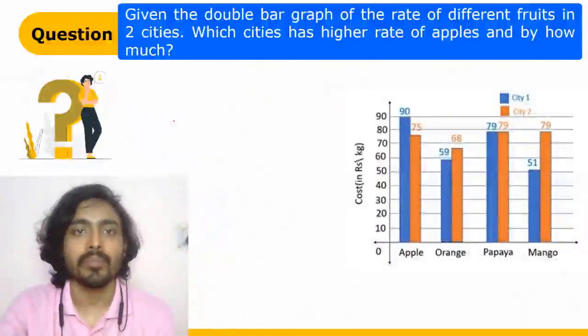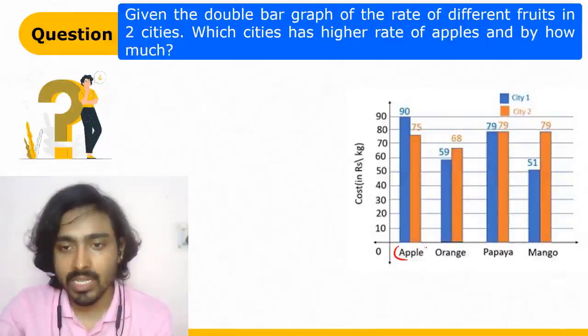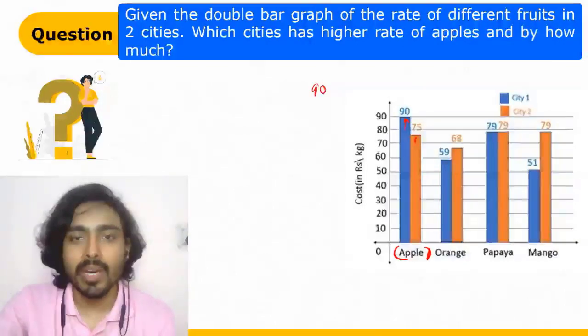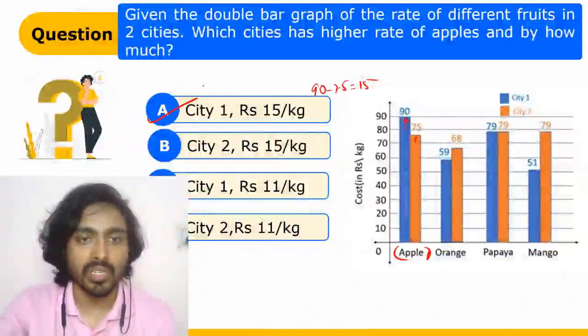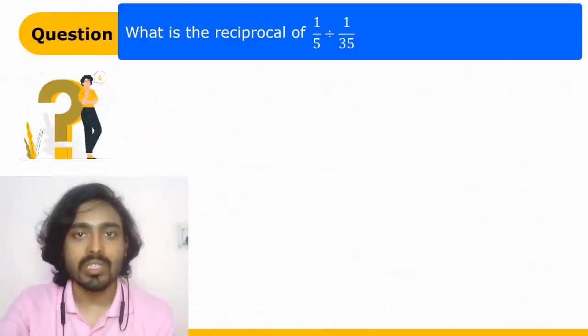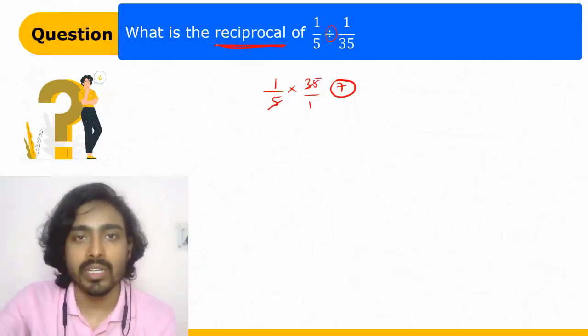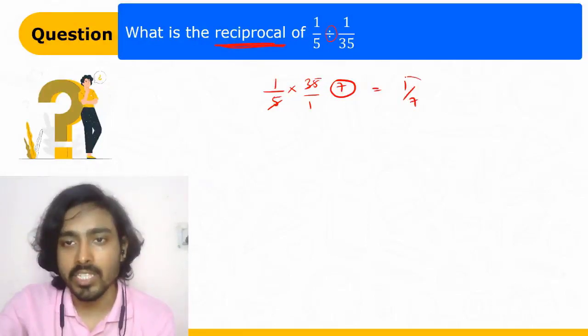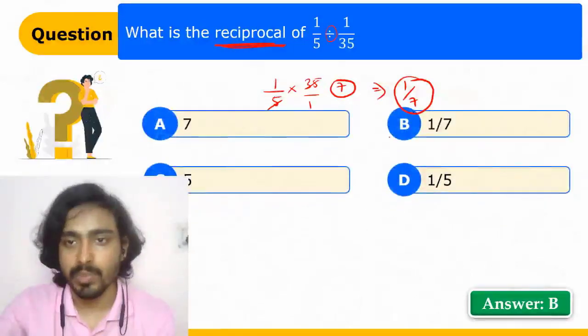3,20,000. Let's move ahead. In this question, we have to find out which city has a higher rate of apples. So for this, city 1 has the higher rate because it is 90 and this is 75, and 90 minus 75 is 15, right? So that's our answer. City 1 by 15 kgs. So what is the reciprocal of 1 upon 5? So when we have a divide sign, we multiply and do the reciprocal, right? So this is 7, and because we have been asked the reciprocal of the answer, it will be 1 upon 7. The reciprocal of 7 will be 1 upon 7, right? Let's look at the options. Yes, B is the right answer.